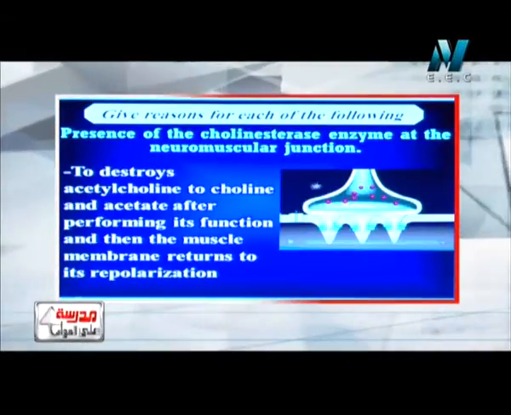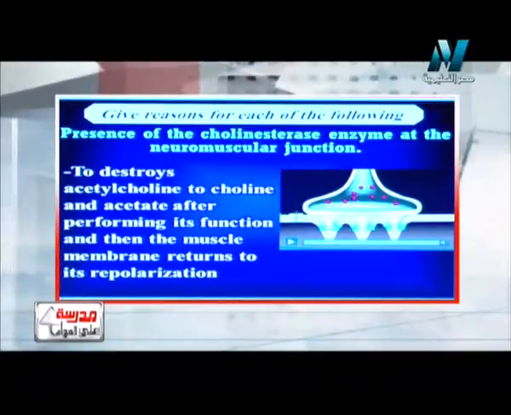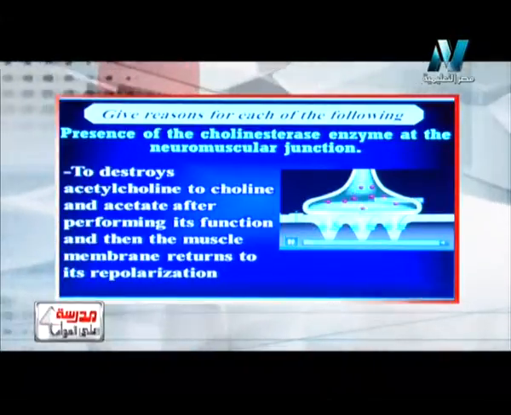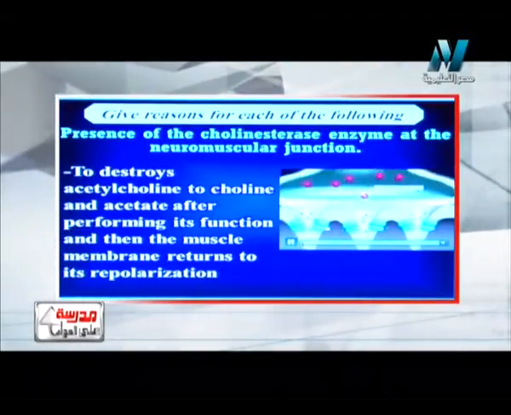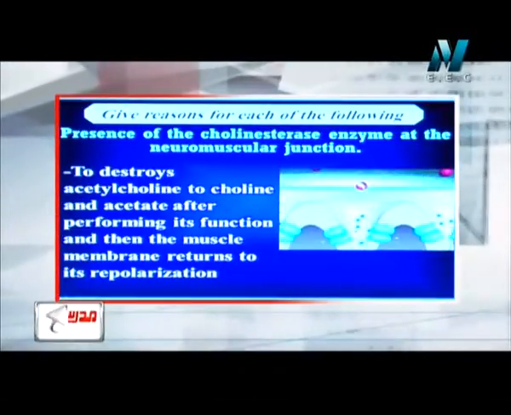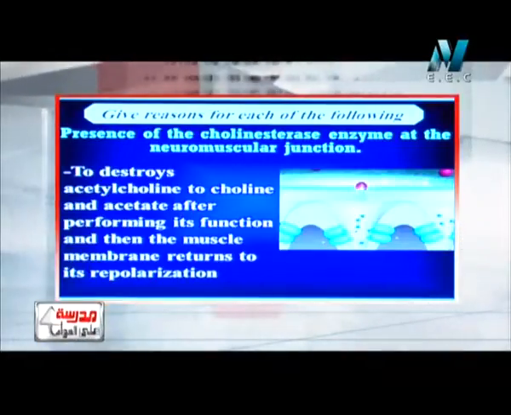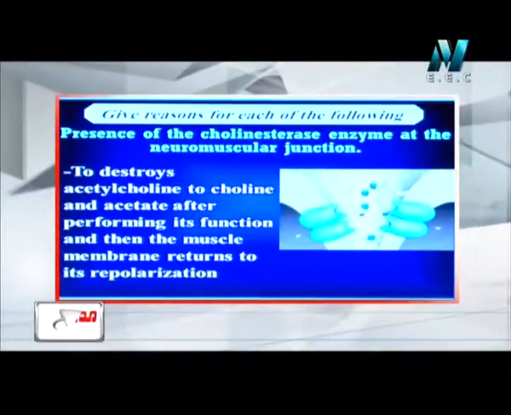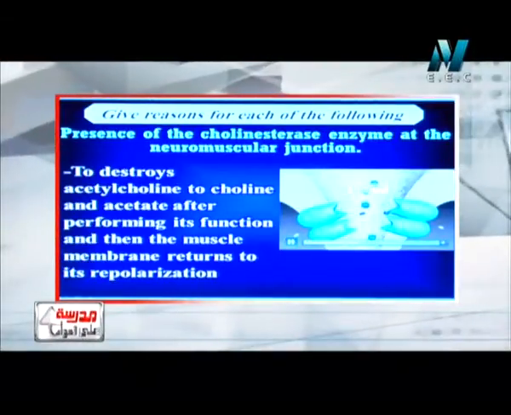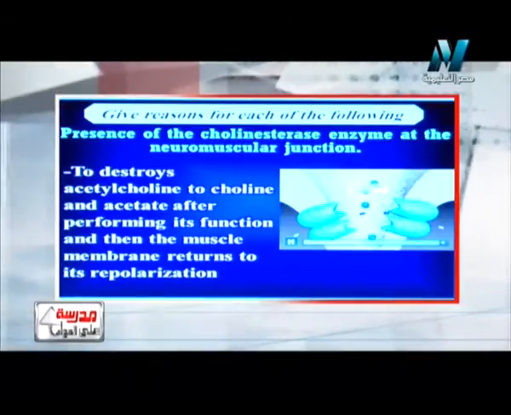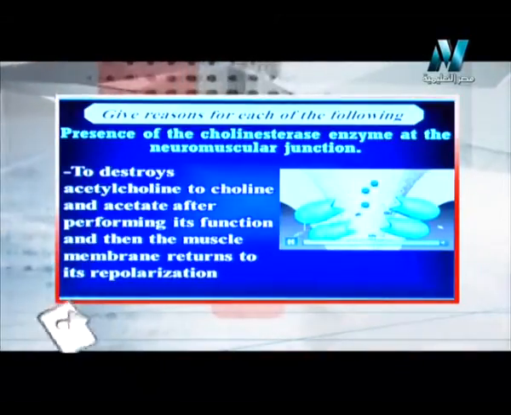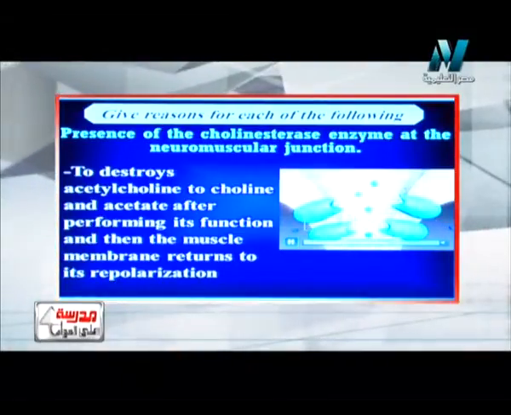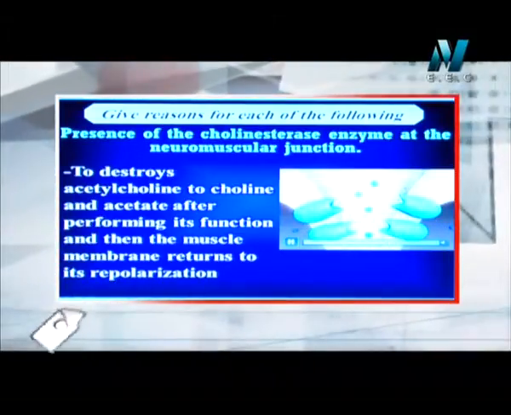Because when the acetylcholine reaches the muscle plate, it changes the permeability of the membrane to help the sodium ions to move from outside to inside. It changes the membrane from the state of polarization to depolarization. That is, acetylcholine reaches the receptors, which allow the gates to open to allow the sodium ions to move from outside to inside, changing the state of polarization into depolarization.